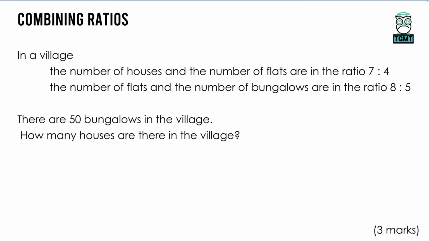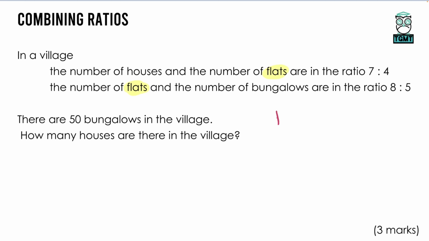Now, when combining ratios, we need to be really careful, because when we have two ratios in a question, we are looking for something that overlaps. And by overlaps, I mean the same thing in each ratio. So in this one here, we have flats in our first ratio, and we have flats in our second ratio. Now, if I write this out, I can write it out as what we would normally call a three-part ratio.